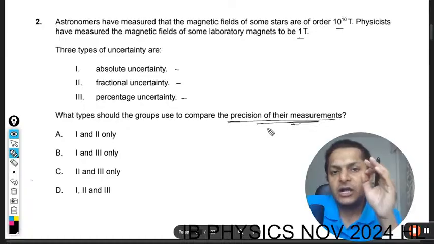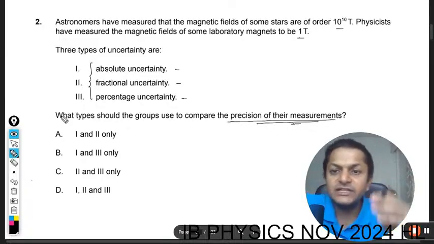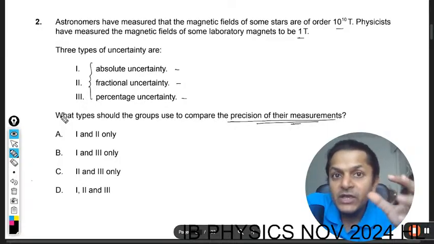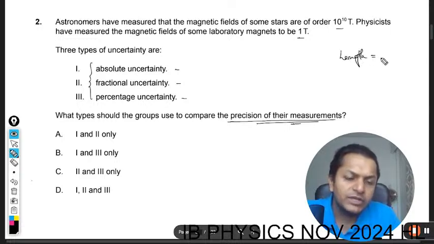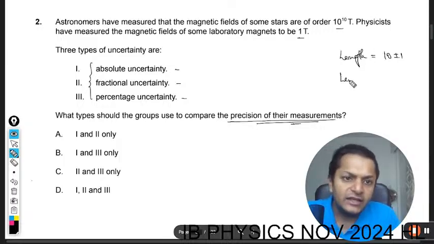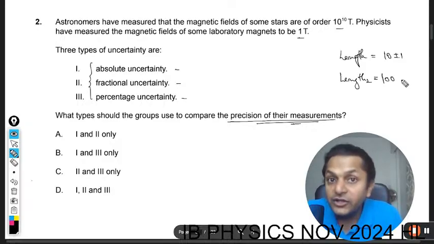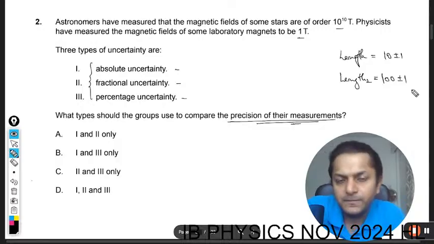Now, a couple of things you have to understand here. First of all, you must know the difference between these three types of uncertainties. Let me explain. Let's say you are measuring the length of a road and it comes out to be 10 meters, and you are creating an error of 1 meter for every 10 meters. Then there is another length, length 2, which is very big, about 100 meters, but still the error remains 1 meter.